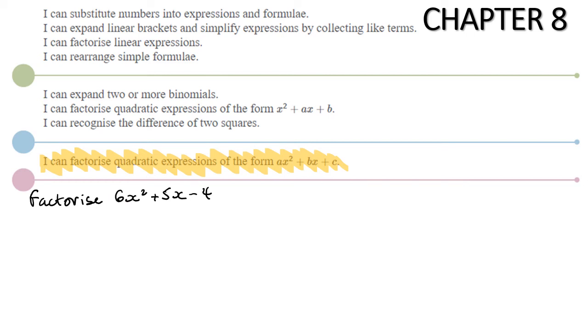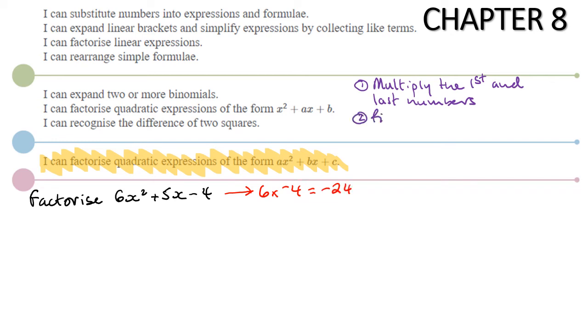So the first thing we're going to do, I'll write a method over here, is that we need to multiply the first and last numbers. Okay, so let's do that over here. Multiply the first and last numbers. 6 times negative 4, we get negative 24. That's step number 1. Step number 2, find two numbers that add and multiply.